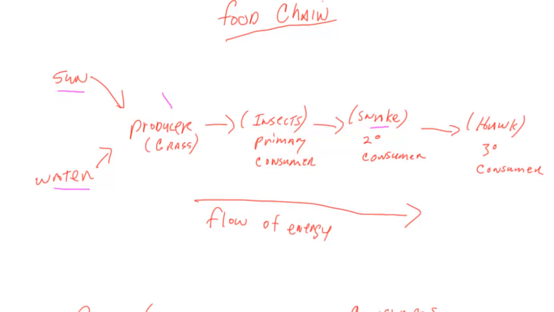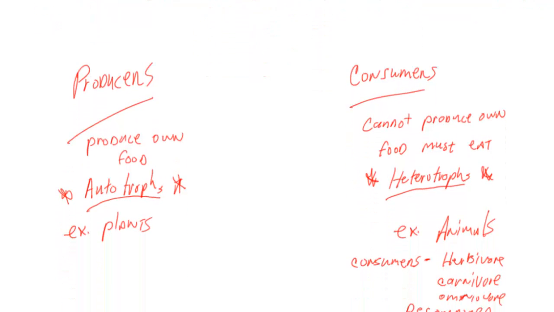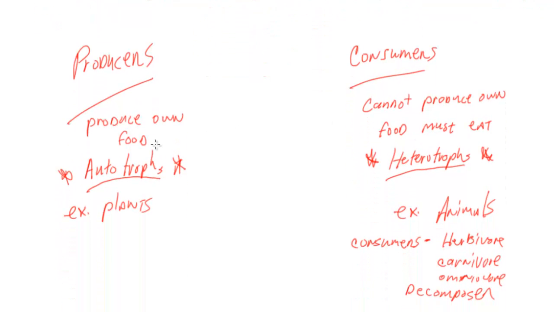Now when we break apart the food chain, there are producers and consumers. Remember, producers produce their own food. They are also called autotrophs, and when we read it in your lessons, that's what they are. Consumers cannot produce their own food, remember, and they are called heterotrophs, otherwise known as they eat something else.